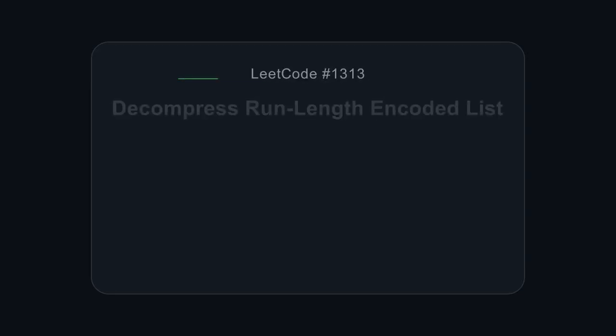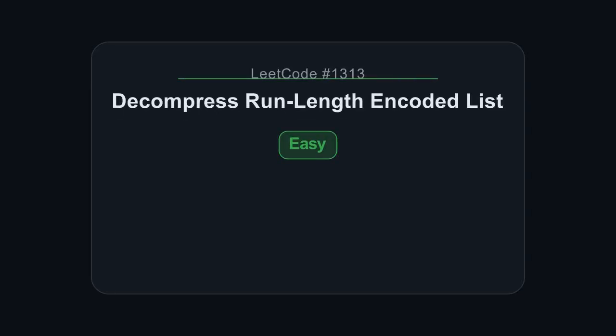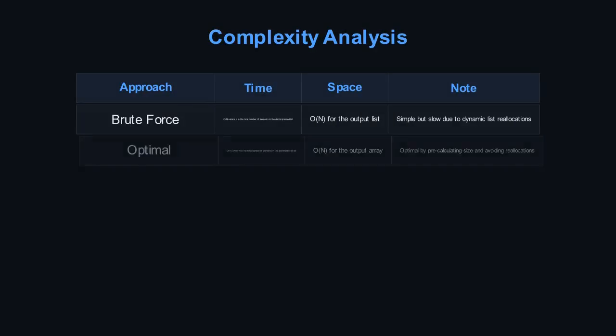You'll spot this pattern whenever you need to build an array or list, and the final size can be determined by a preliminary pass over the input. This is especially true with problems involving fixed-size transformations or aggregations, where dynamic resizing is a known performance bottleneck. The optimal solution has a time complexity of O(n) due to 2 passes, and a space complexity of O(n) for the output array.